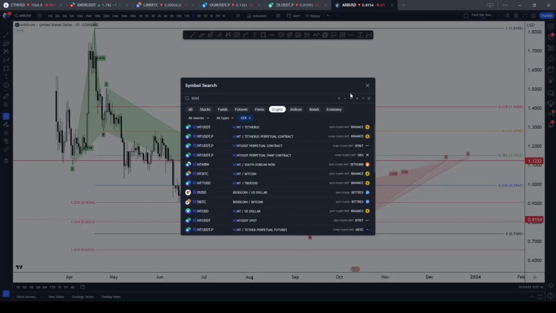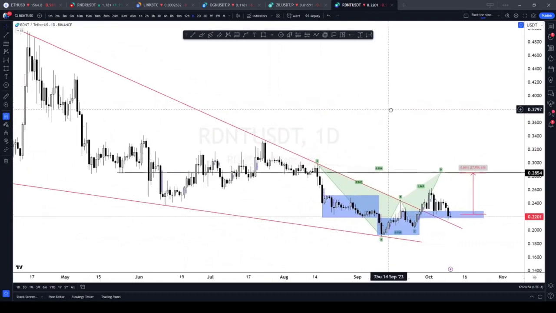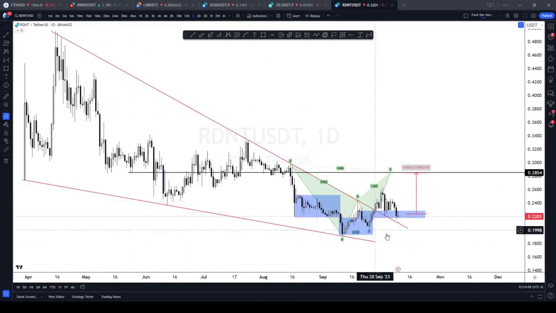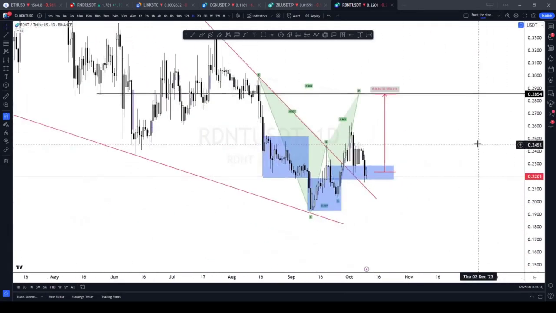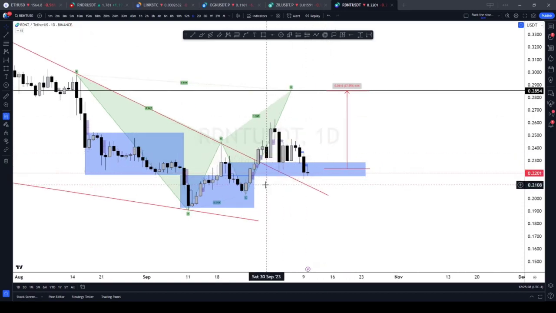Obviously, with all the news and everything, just don't over leverage, do anything stupid. Radiant, same thing, fallen meme wedge pretty much. Had a power of 3 that played out. You had accumulation, manipulation, and then you had a move up. And now we're actually coming back down and we're holding.